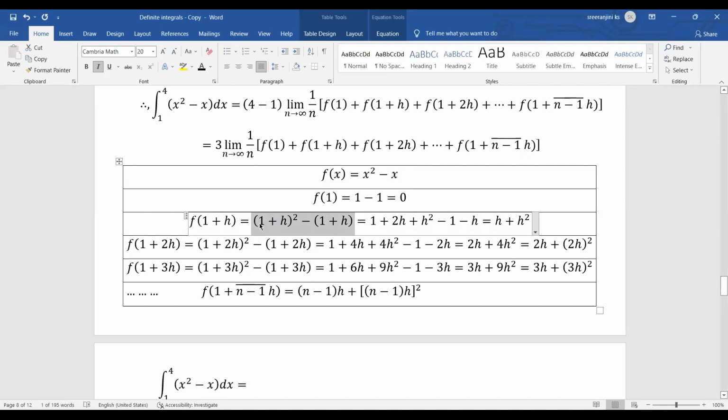Now we are expanding this 1 plus h the whole square. What is 1 plus h the whole square? 1 plus 2h plus h square. Then minus 1. This minus is common for 1 and h. So minus 1 minus h. 1 and minus 1 will get cancelled. Then 2h minus h is h. Then plus h square. So it is h plus h square. Is it clear now?